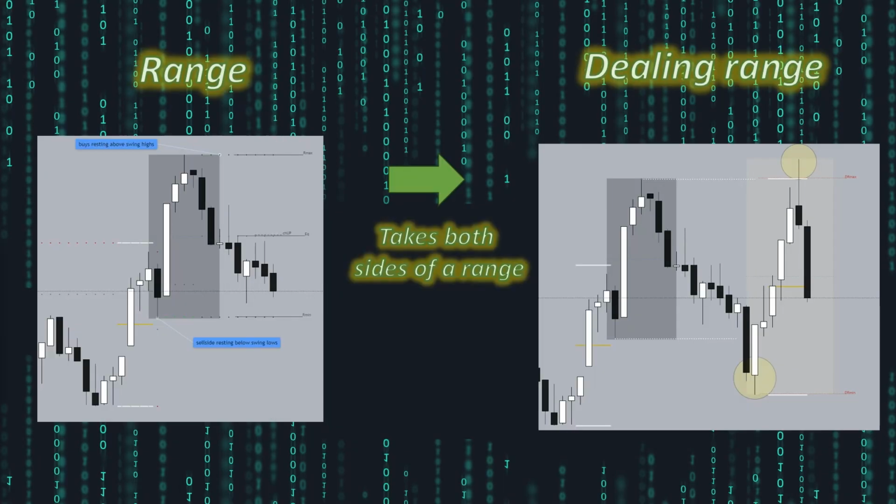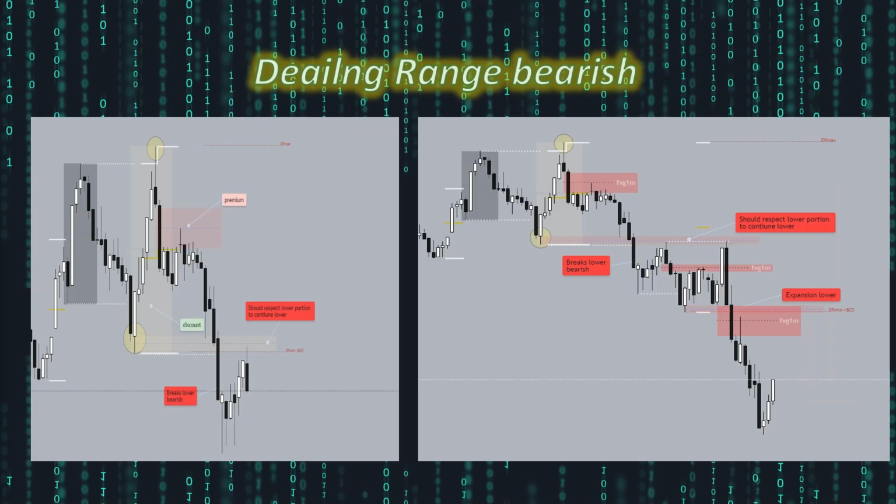A quick refresher: dealing ranges are created when price takes liquidity on both sides of the market, meaning buy stops higher and sell stops lower or vice versa. Once this happens, the market defines premium and discount. Whatever move the market makes after defining a real dealing range is a very high probability direction.